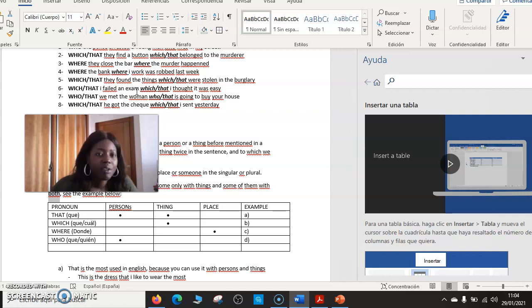They found the things which were stolen in the burglary. Or they found the things that were stolen in the burglary. Or sentence number 6: I failed an exam which I thought was easy.